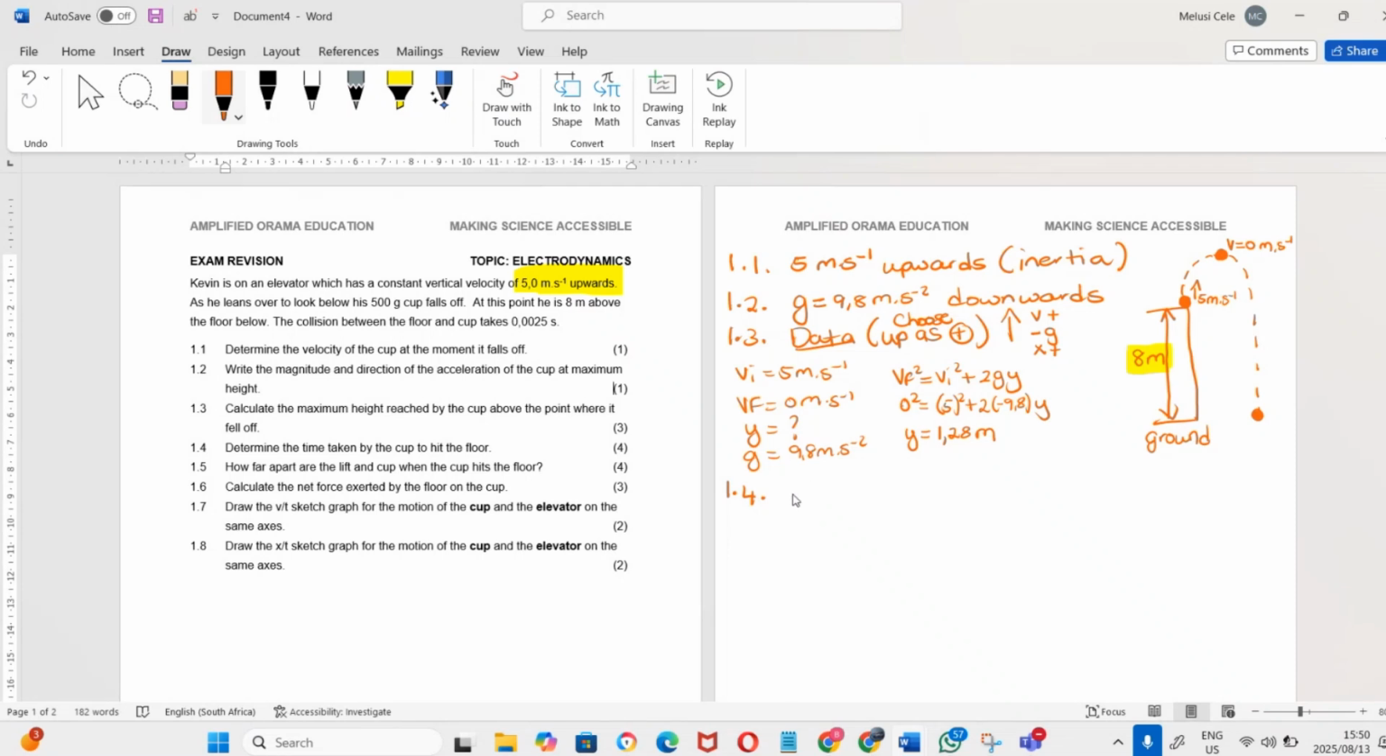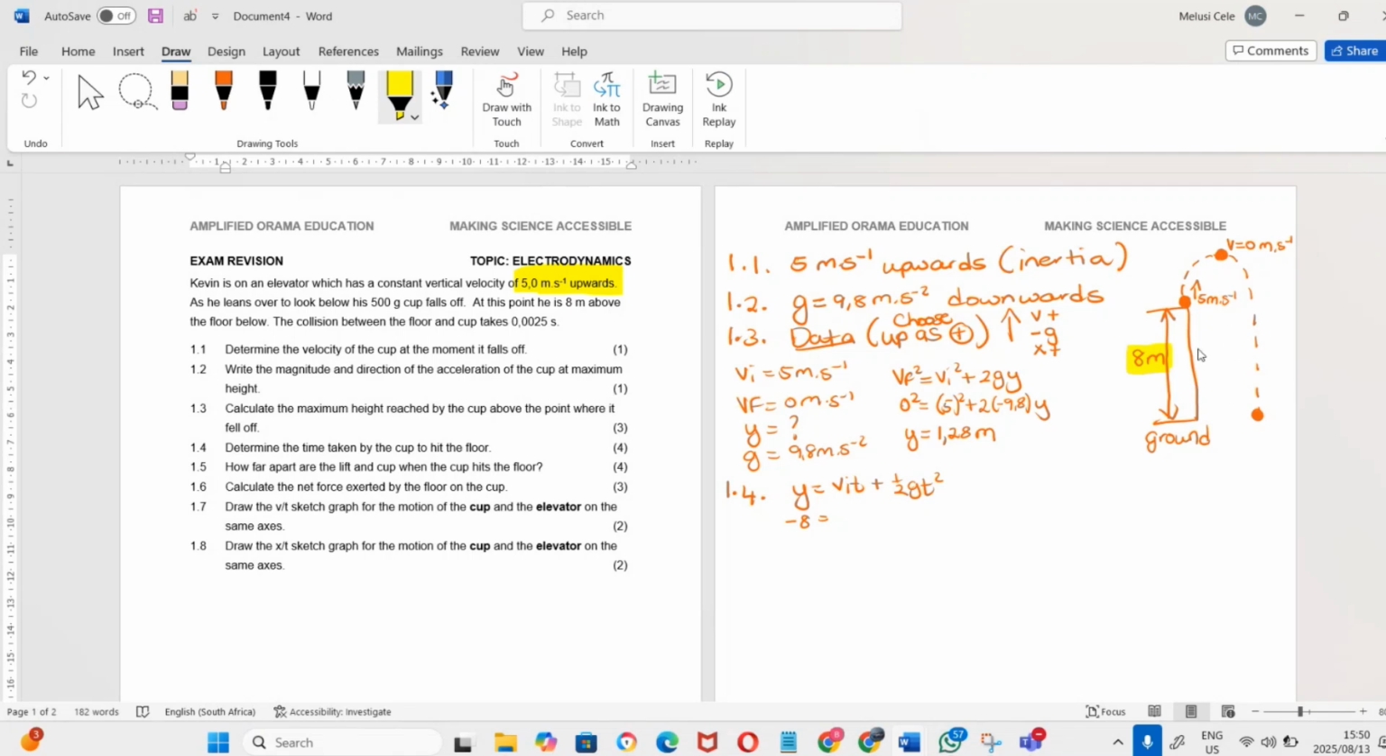So the first way we could do this is we could say y equals vit plus a half gt squared. That's what the formula says. And we know that the cup is released from a height of 8 meters. So I'm going to substitute there, particularly negative 8 meters. The reason is that in my calculation, I am not considering the displacement above that point. So I'm considering the displacement of the cup going down.